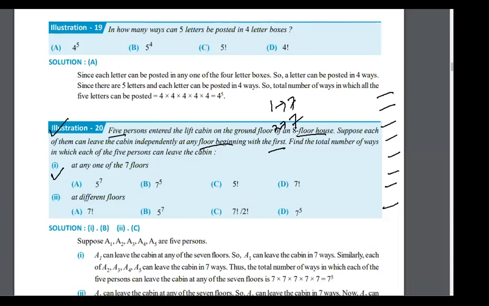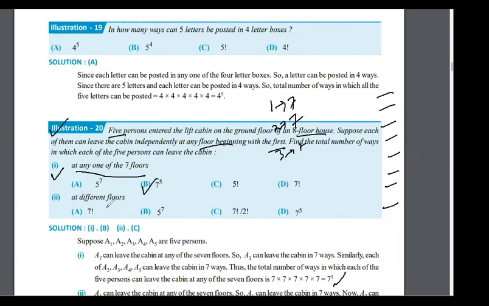It is said that it can be on any floor, any of the seven floors. So the first person will have seven options, the second will also have seven options, the third will also have seven options. So it is 7 into 7 into 7 into 7 into 7, which is option B.